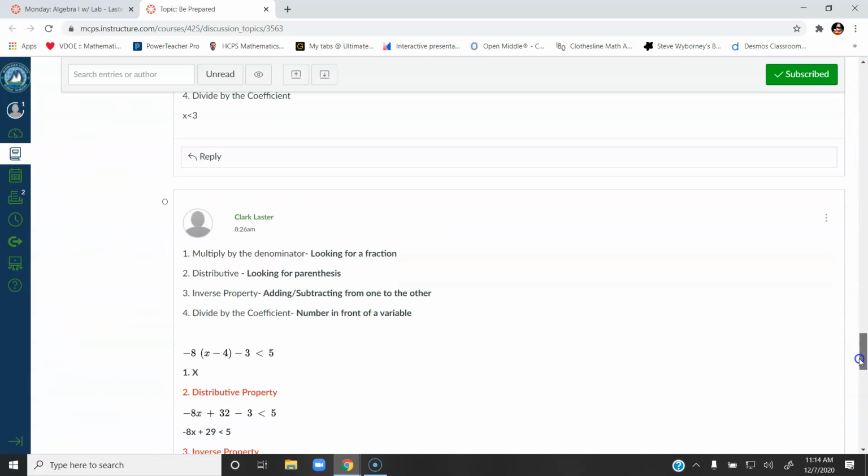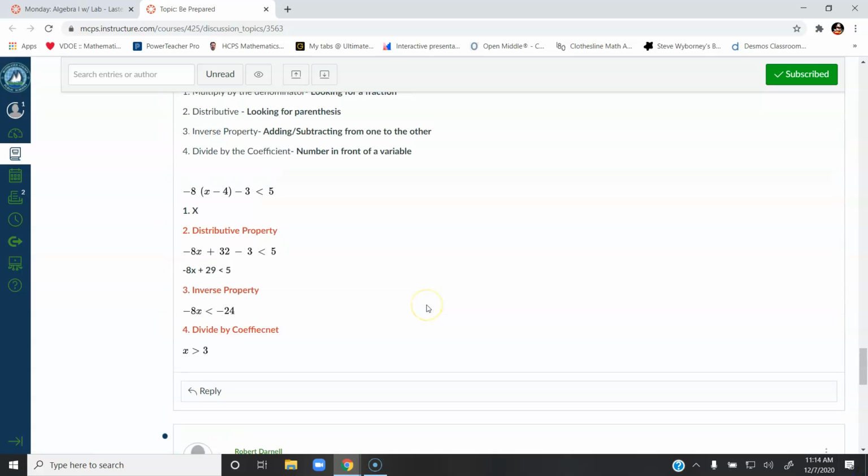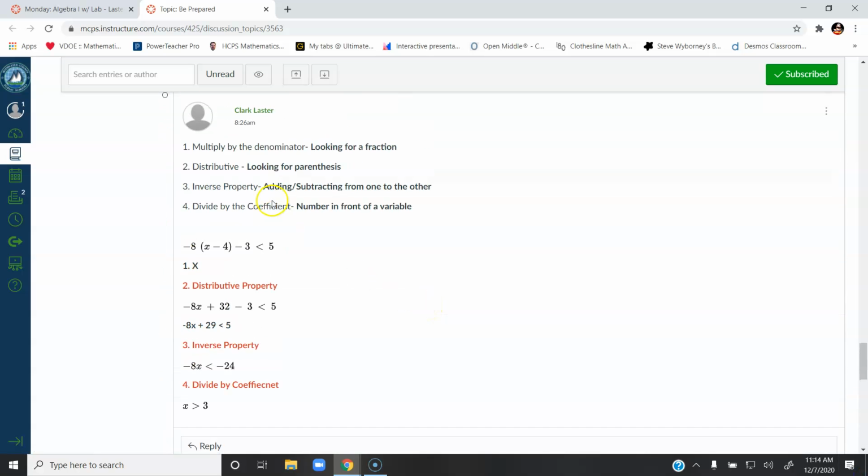What I told the class today was that when I'm solving these problems, I'm looking for this. If I'm multiplying by the denominator, I'm looking for a fraction. If I'm distributing, I'm looking for parentheses. If it's inverse, it means there's more than one number on each side, and I'm going to add or subtract to the other. And if I'm dividing by a coefficient, I'm looking for a number in front of the variable. So your answer should be that you're using the distributive property, the inverse property, and dividing by a coefficient. Those are irrefutable. You have to use those properties in order to solve this problem. There's really no other way.